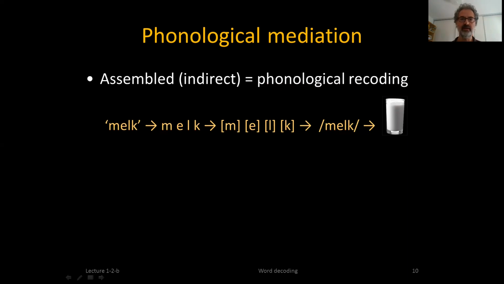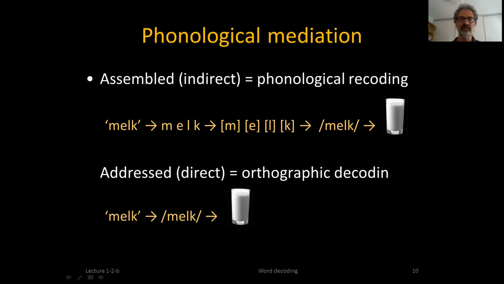The second way in which phonological mediation works is via the connection of entire words. That is called addressed phonology because you address the phonological representation of a word. It's also called the direct route because you're going directly from one entire word to the same entire word in phonology. And it's also called orthographic decoding. And that just involves going directly from a letter sequence to a phoneme sequence.